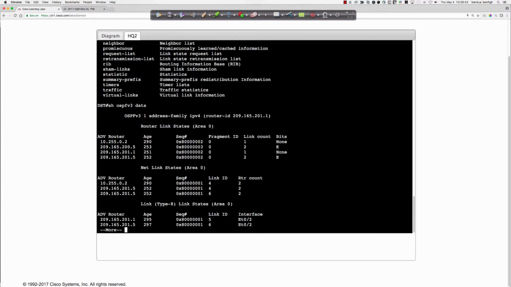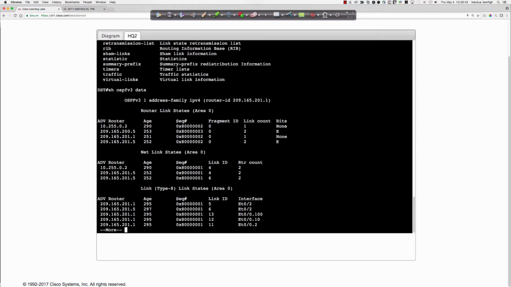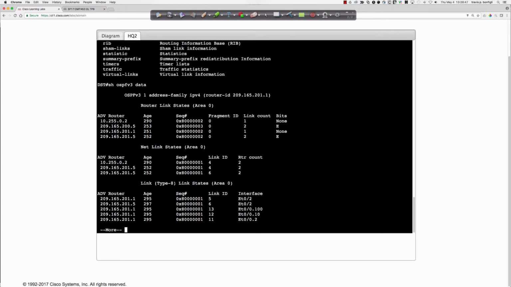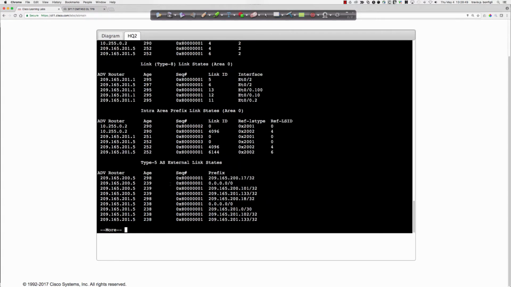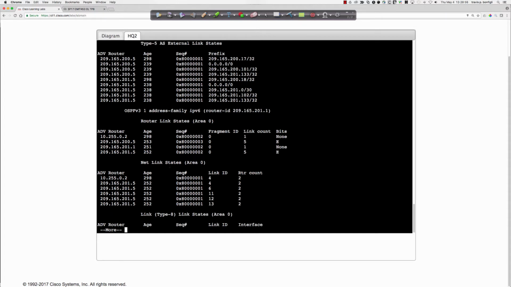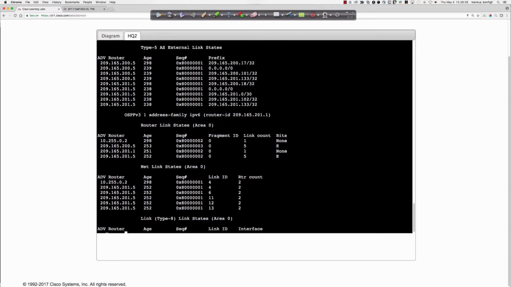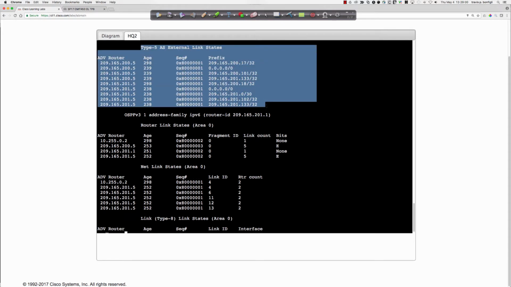There we go. And so here's where we're now going to see those type 8 link LSAs and the type 9 intra-area prefix information here. And so here's my type 5. Sorry, I was looking for my type 5s. So here are the type 5s, right? But again, we don't say show ip ospf database anymore. We say show ospfv3 database to get the information. So again, this is sort of raising the bar in terms of the troubleshooting scenario.